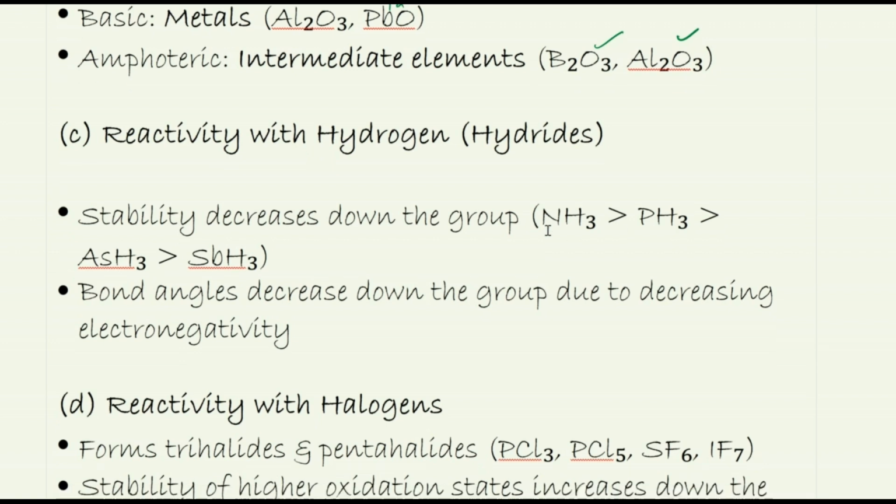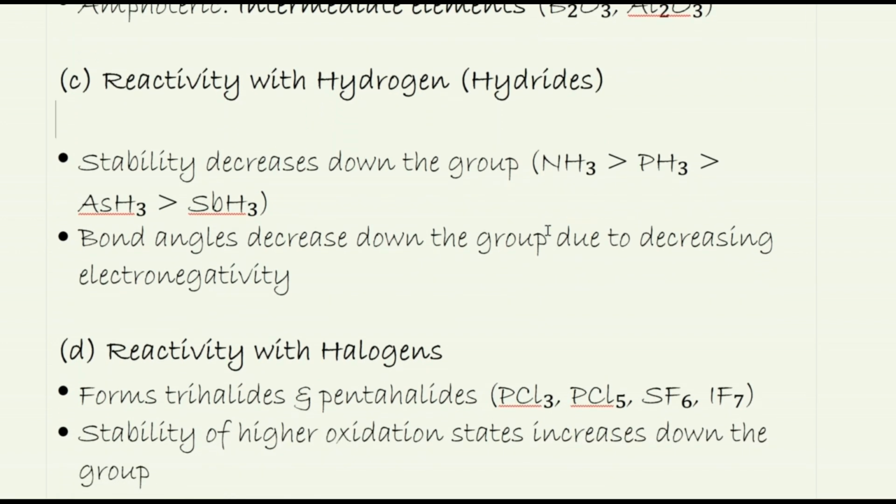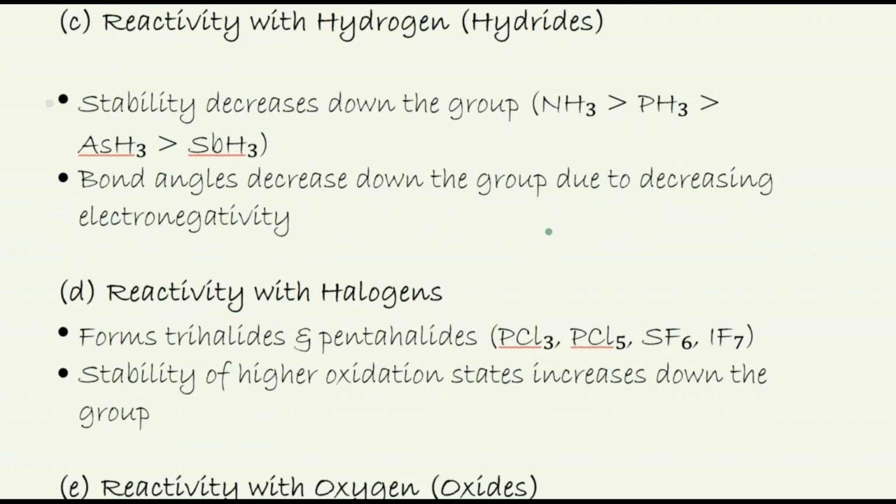For the hydride formation, the stability decreases down the group, which means NH3 is more stable. Then comes phosphine. Then comes arsenic hydride. Then antimony hydride. So the stability decreases down the group, and the bond angle decreases down the group due to the decrease in electronegativity. Most of the questions are asked from the oxides and hydrides part. So please be much more active on that.